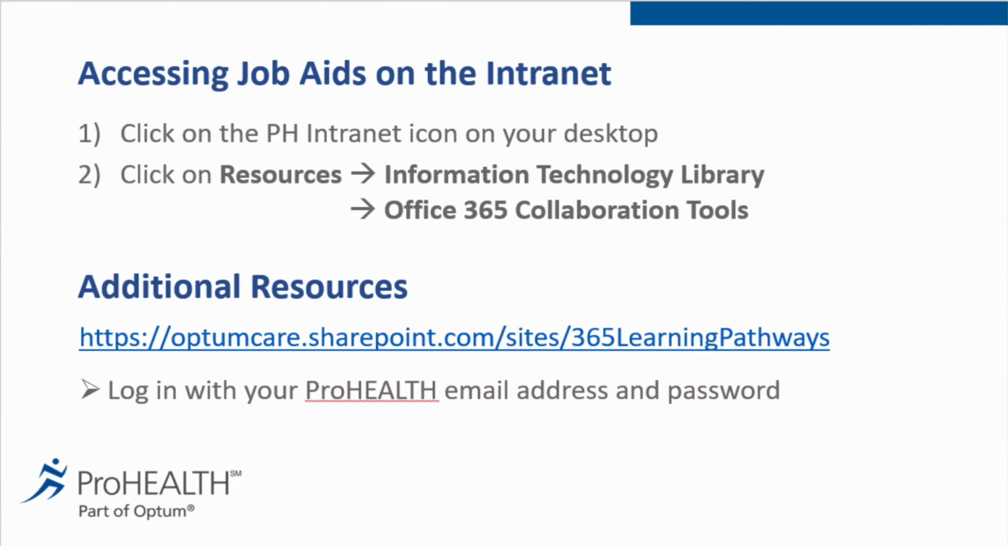Accessing job aids on the Internet. Click on the ProHealth Internet icon on your desktop. Click on Resources, hover down and click into Information Technology Library. Within there, you will see a subfolder that's labeled Office 365 Collaboration Tools. You can also access additional resources on the Optum 365 Learning Pathways site. Use your ProHealth email address and password to log in.